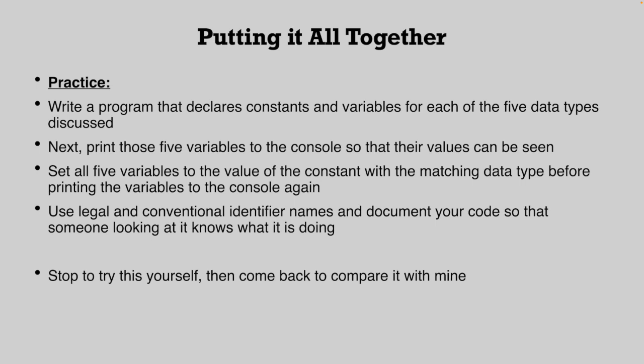So now we're here at the end, and let's have some practice. What I'm going to challenge you to do now, assuming you got everything set up, is write a program that declares constants and variables for all 5 of the data types we discussed. First, print those 5 variables to the console so their values can be seen. Afterwards, set the 5 variables equal to the value of the appropriate constant, and then print them again to the console. While you're doing that, use legal and conventional identifier names and document your code as you will need to.